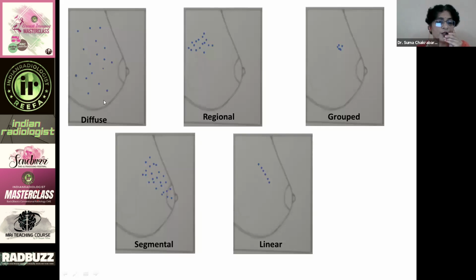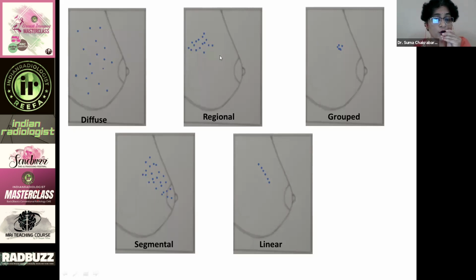Like any other branch of radiology, anything that tends to be diffuse tends to be good. It's the same with calcifications. Diffuse calcifications tend to be benign. Then regional means a large region, which is more than 2 centimeters in maximum dimension, with lots of tiny calcifications within it, and is called regional distribution. But a similar kind of distribution, multiple dots close together but smaller in size, 2 centimeters or smaller, is called grouped. Okay, so the only difference between this and this is the size.